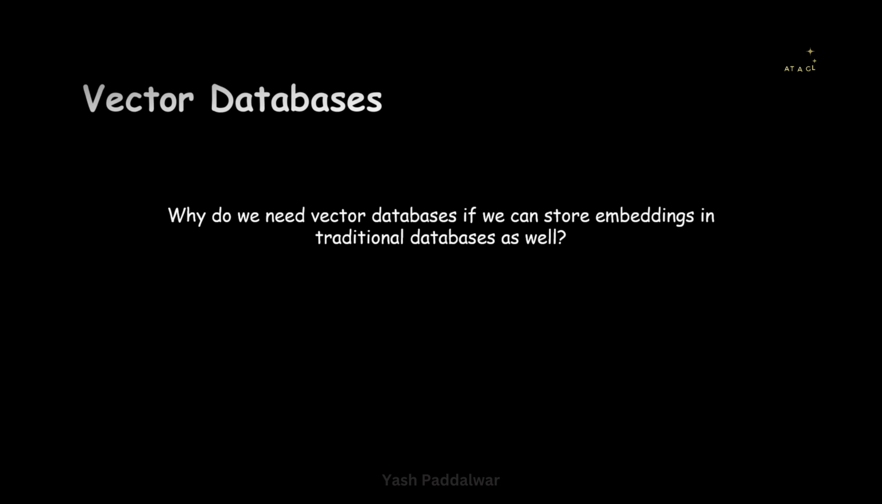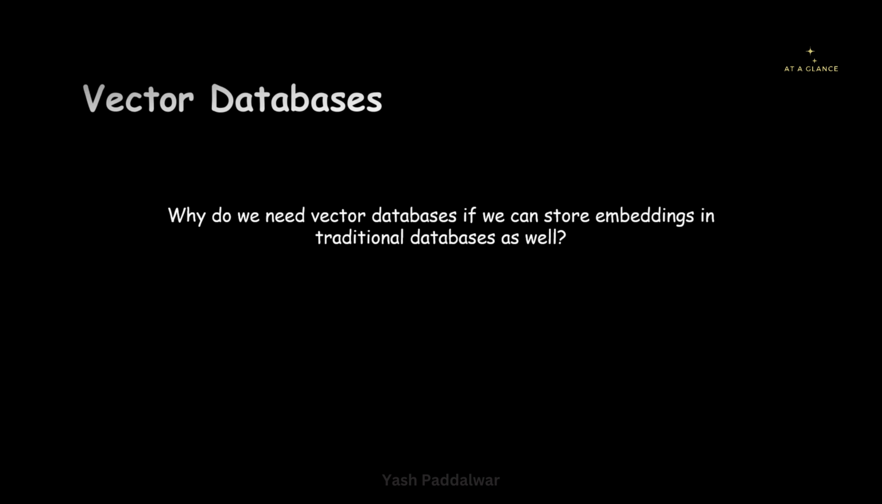Obviously, traditional relational databases are created to store data. Now, data can be text, image URLs, numbers, floating points, arrays, as well as vectors. Yes, you can store vectors also in relational databases. Then why do we need vector databases? I'll explain every single need for vector databases with the help of multiple examples.